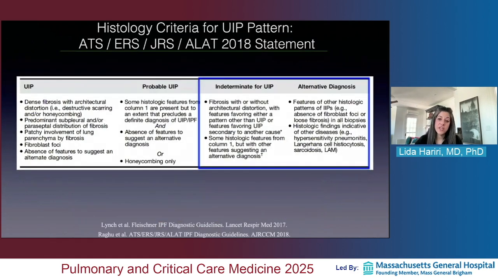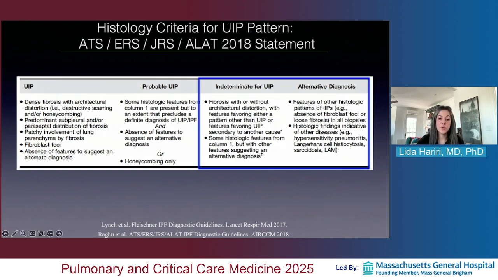Okay, now when we go to indeterminate versus alternative, the distinction for us is that if it's alternative, we're really confident that this is something other than a UIP pattern related to IPF. So either it has histologic features that are classic for another pattern of disease that's non-UIP, or it has very clear secondary features that tell us that this is not UIP of IPF. So for example, peribronchiolar granulomatous inflammation in the presence of a UIP pattern would tell us that this is not likely to be IPF. It's more likely to be fibrotic HP with a UIP pattern.